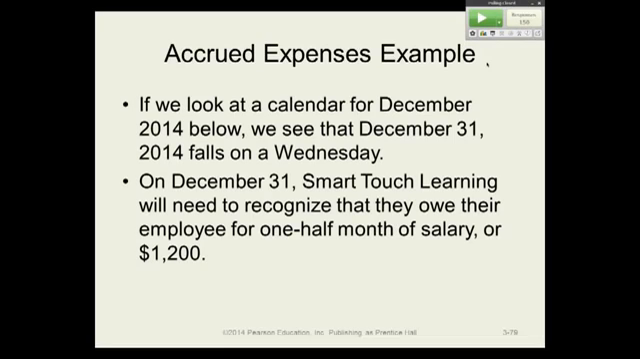If you have an accrued expense, by definition, it's an expense that is incurred, unpaid, and unrecorded at the end of the accounting period.